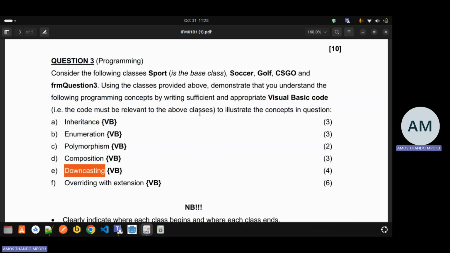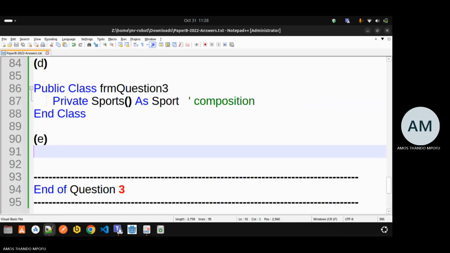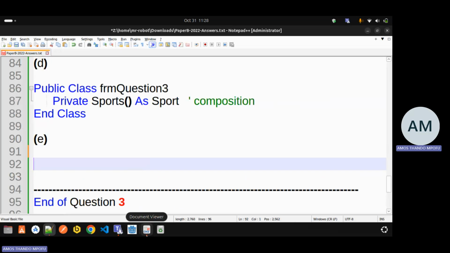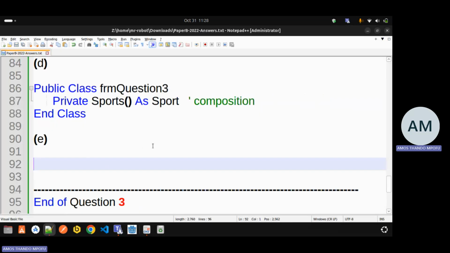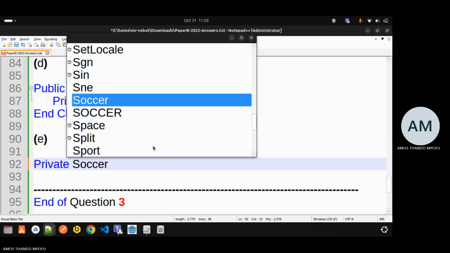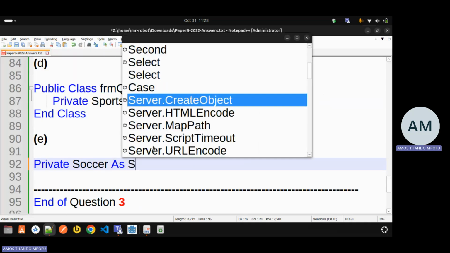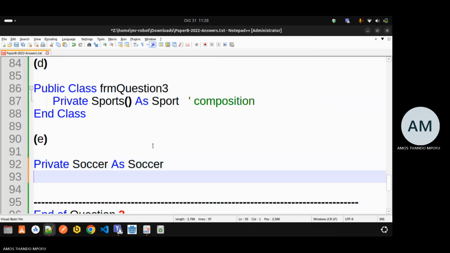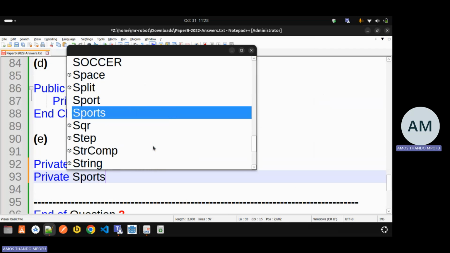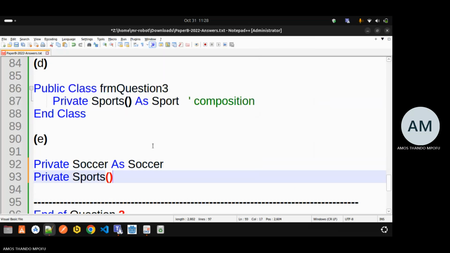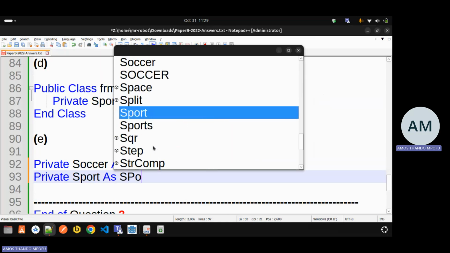To cast downwards, I need to demonstrate that I have objects, right? The objects, I need to declare them. So remember, this is just enough code to demonstrate that thing. You see, 4 marks, enough code to demonstrate it. So what's the enough code? I need to say private soccer, as soccer, and then private sports. They said downcasting, right? So I don't have to have multiple sports. I can have sport as it is.